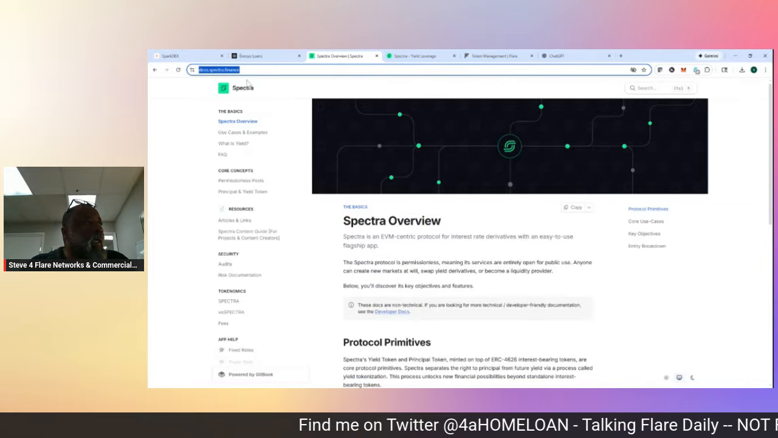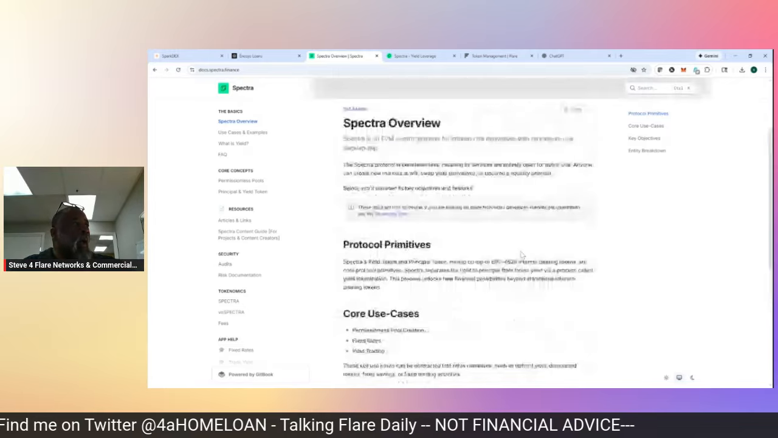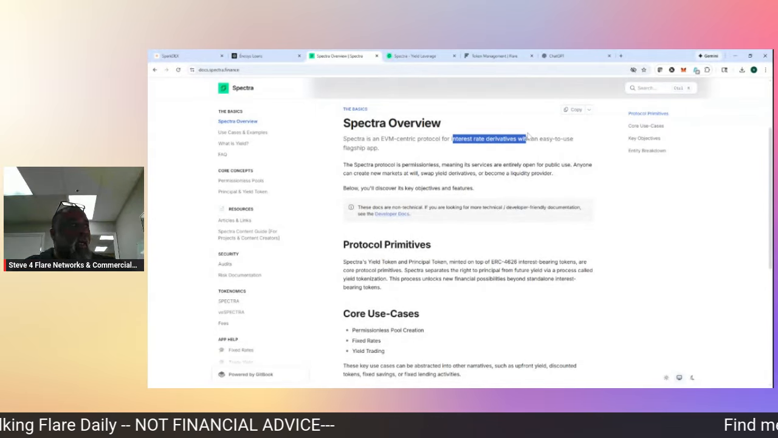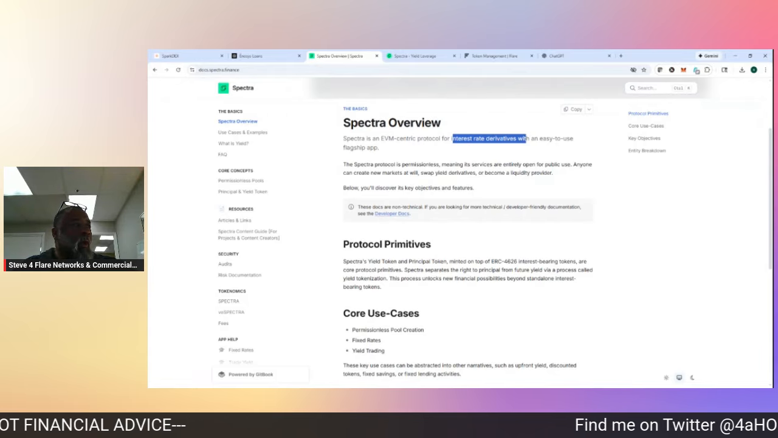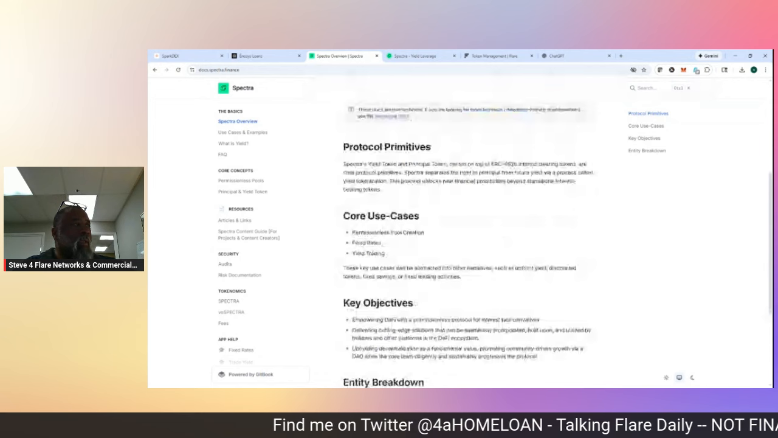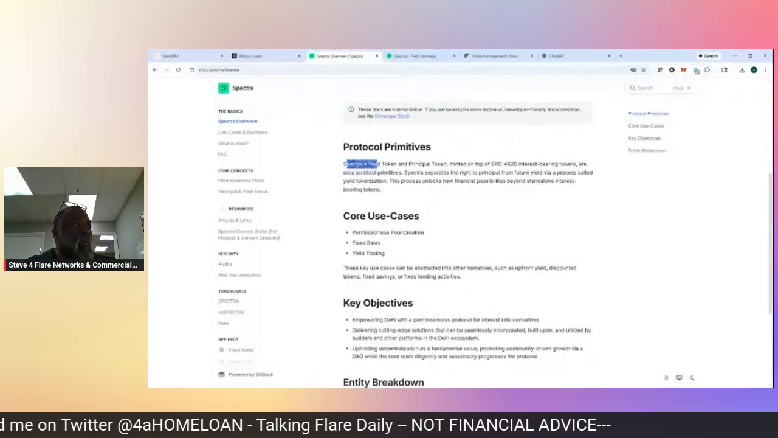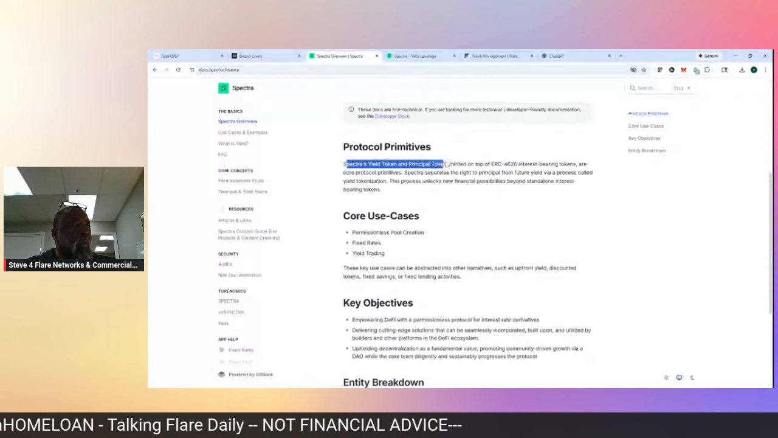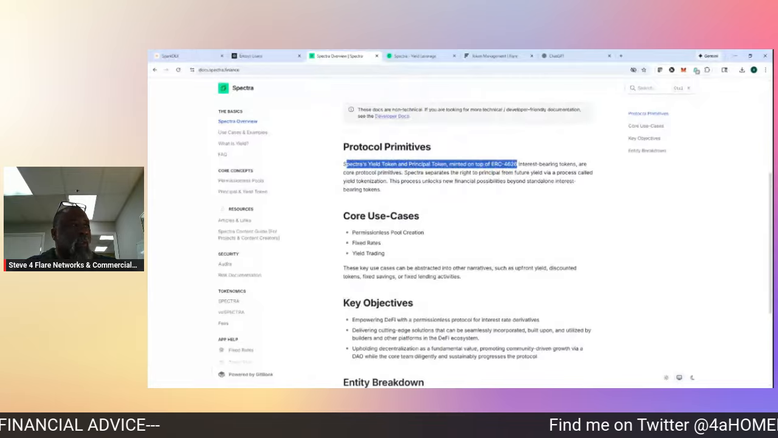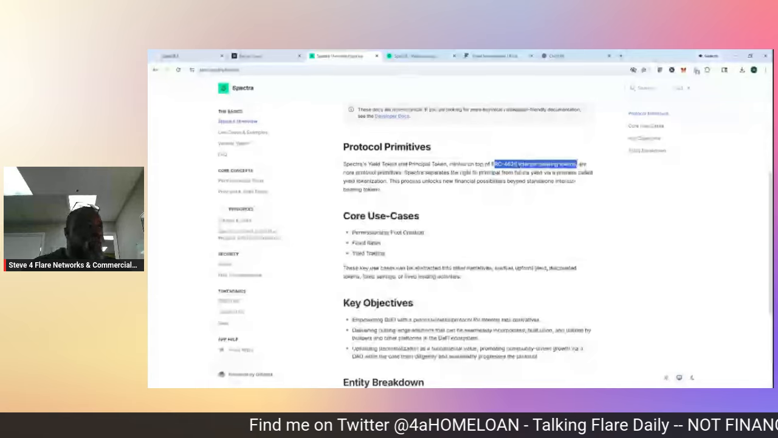But this is the docs. And I want to start with this real quick just to show you a couple of things. As it says here, Spectra is an interest rate derivative. And essentially, you have the opportunity to lock in fixed rates and trade the yield on certain tokens. These tokens have to be yield tokens. So if you look here, it says Spectra's yield token and principal token are minted on top of the ERC-4626. 4626 is for interest-bearing tokens from the Ethereum Virtual Machine.